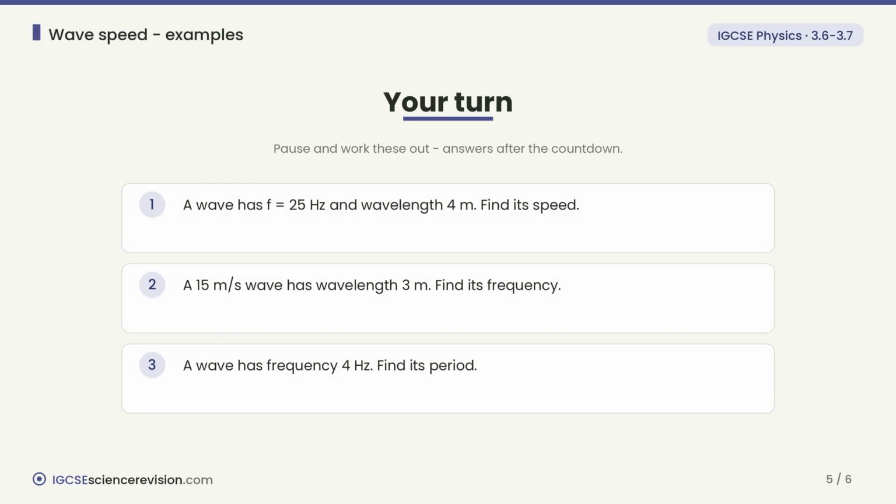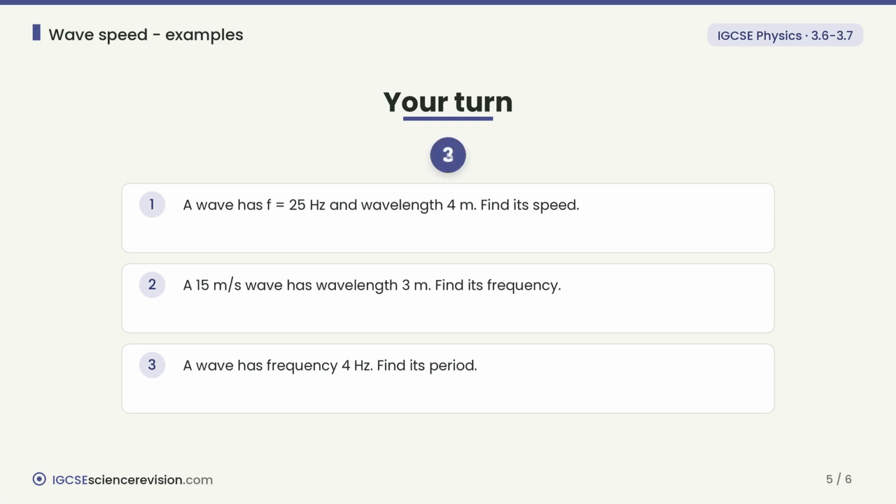Now it's your turn. Try these practice questions. Question 1. A wave has a frequency of 25 Hz and wavelength 4 m. Find its speed. Question 2. A 15 m/s wave has wavelength 3 m. Find its frequency. Question 3. A wave has frequency 4 Hz. Find its period. Pause the video, work them out on paper, then play on to check your answers.